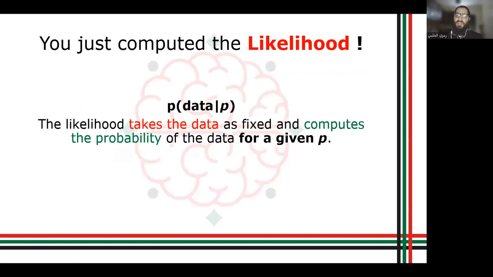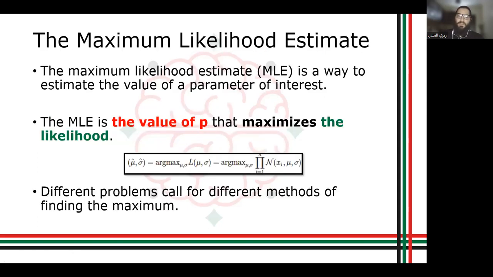Now you just computed what we call the likelihood. So please be careful. There's a difference between probability and likelihood. Likelihood is probability of data knowing P. So it takes the data as fixed and computes the probability of the data for a given P. So if I know the mean and variance, let's say, it's a given, and you have your data, you can compute the likelihood. So what's the likelihood of the mean to be this much, the variance to be this much, knowing that my data has these values and these parameters? Now, how do you estimate this? You have multiple algorithms to estimate the likelihood.